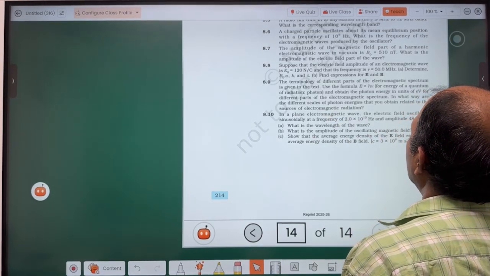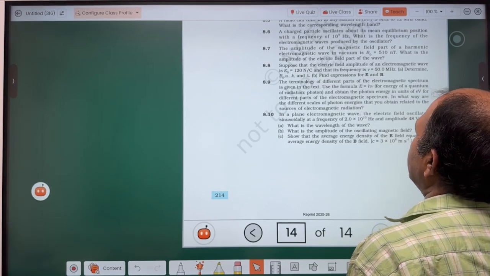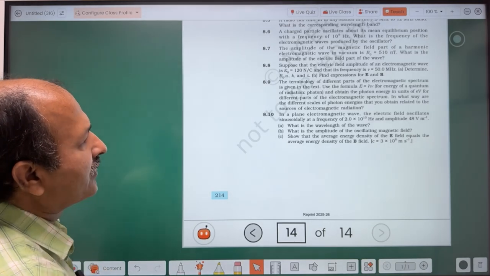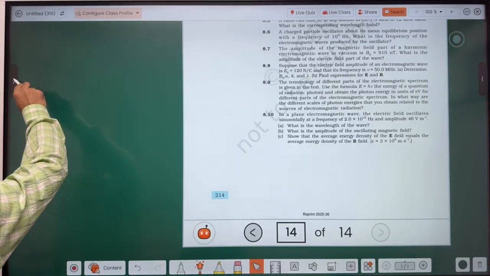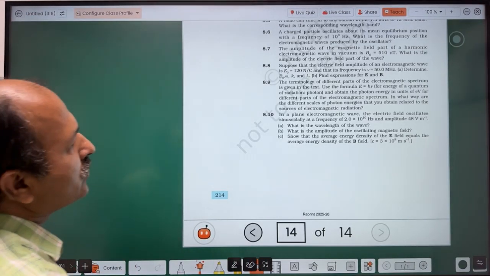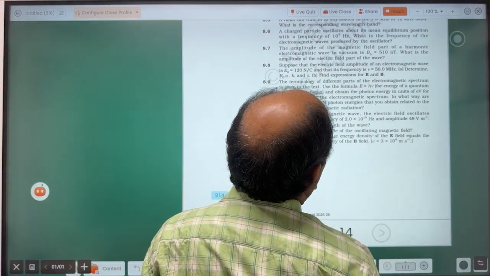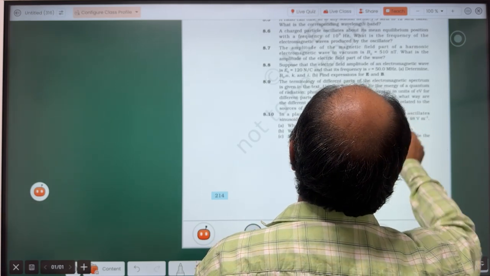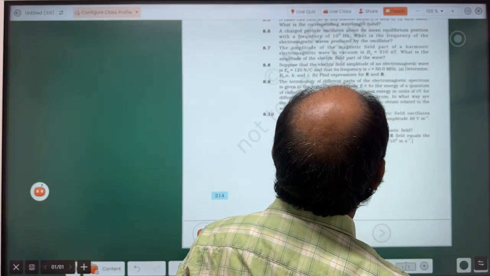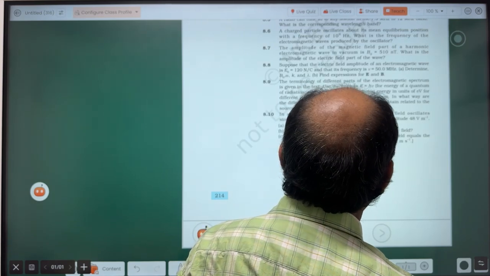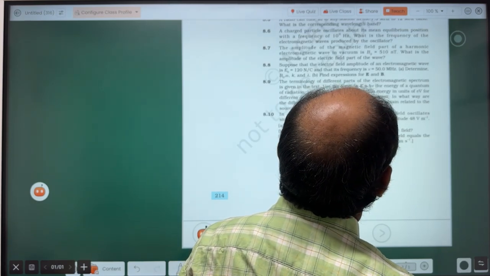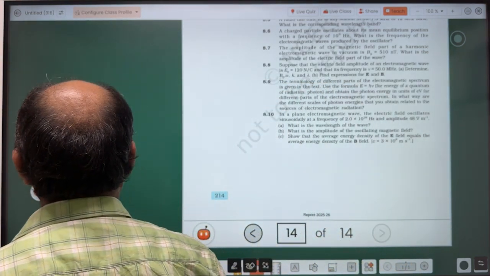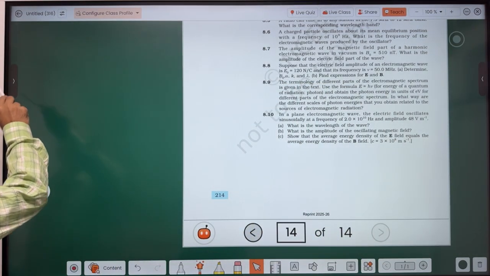Next question is, in a plane electromagnetic wave, the electric field oscillates sinusoidally at a frequency of 2 into 10 power 10 hertz. So here in our question, the value of nu is given, means frequency is given, and the amplitude of the electric field is given. What is the wavelength of the wave? We can find what is the amplitude of the oscillating magnetic field, so that the average energy density of E field equals the average energy density of B field. So let's analyze these things.